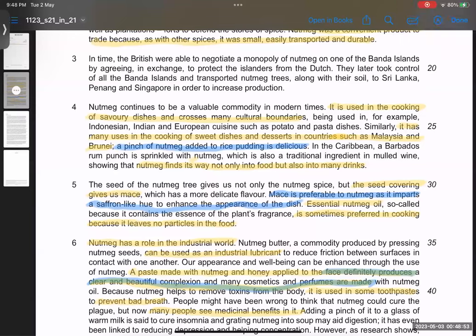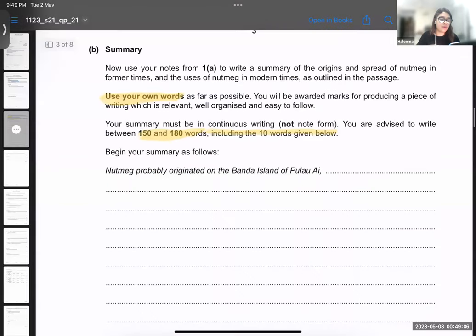Miss, can we go a little above the word limit? Like we can write 160 or 140. Okay, so the question explicitly mentions that you have a word limit of 150 to 180. However, 10 words have already been given to you. That means that you have 170 words to use at your disposal.